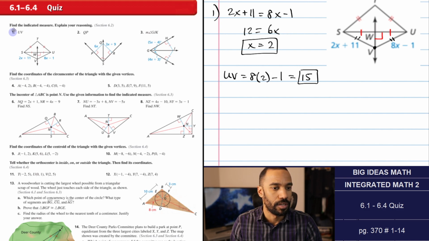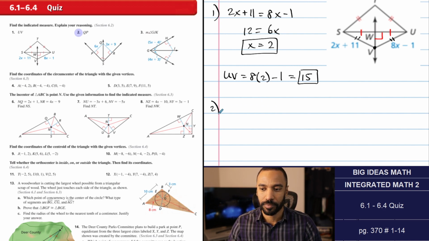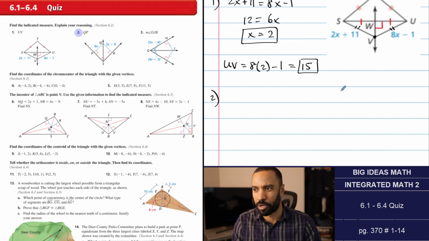Number 2. Number 2 is in reference to angle bisectors and something regarding the angle bisector theorem when we find the length of QP. So on number 2, I don't think I'm going to put up the drawing this time anymore.